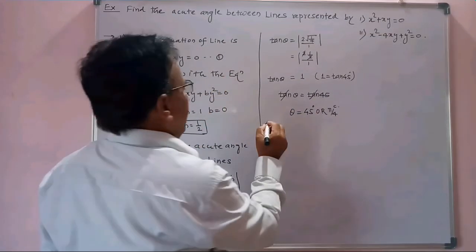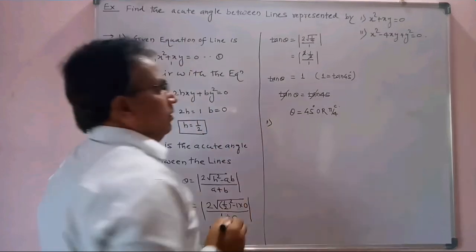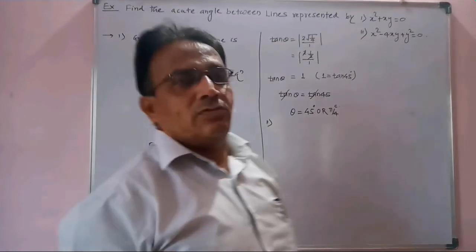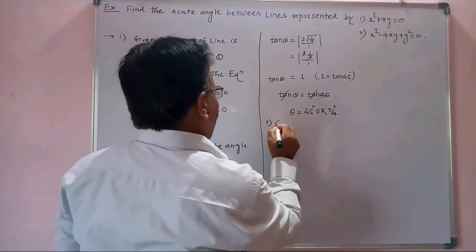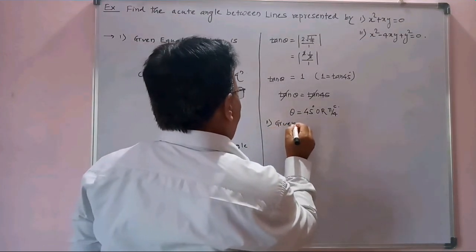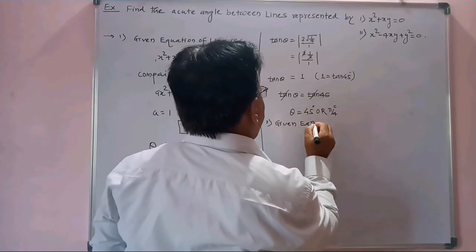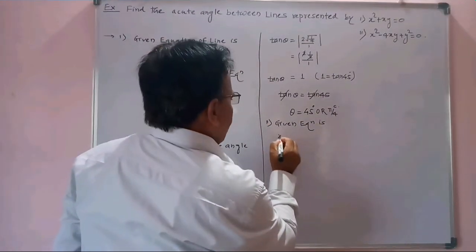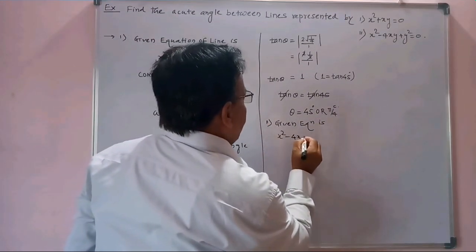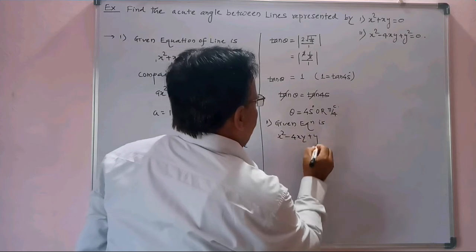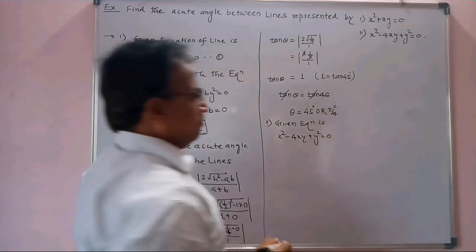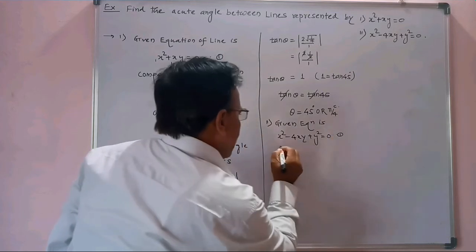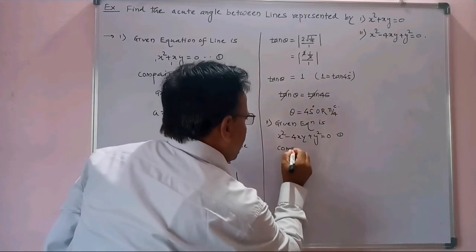We discuss the next condition. x square minus 4xy plus y square equal to 0. Therefore, the given equation is x square minus 4xy plus y square equal to 0. Compare with the equation.